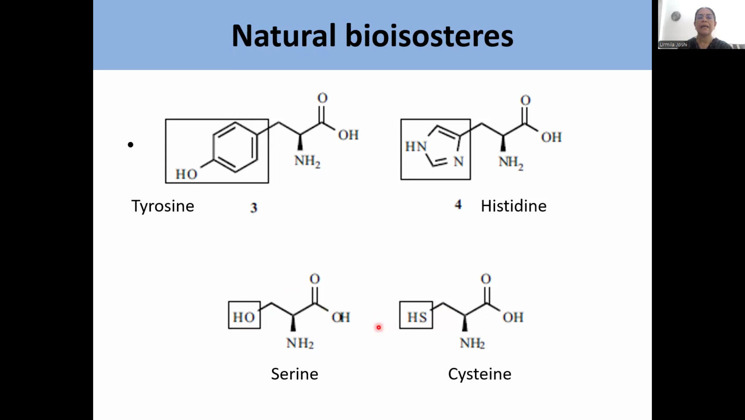This becomes a classical bioisostere which is naturally occurring. The same is the case with human insulin and horse insulin which was used. They are natural bioisosteres of each other. Then tyrosine and histidine. These are not very classical bioisosteres, but they are also natural bioisosteres of each other.